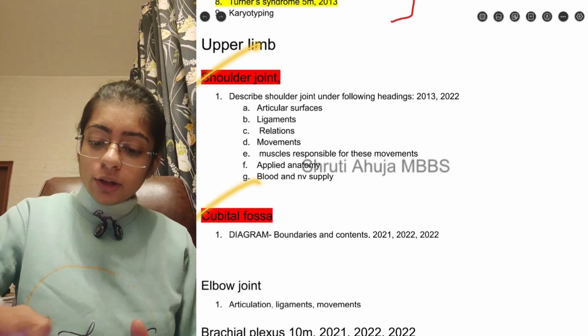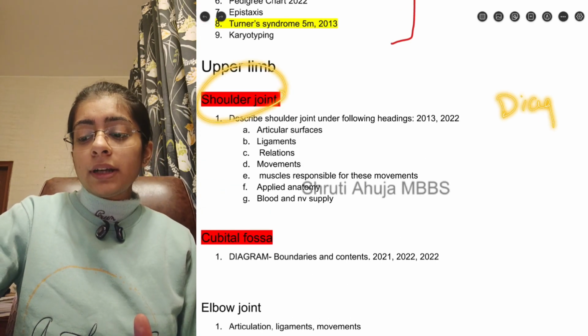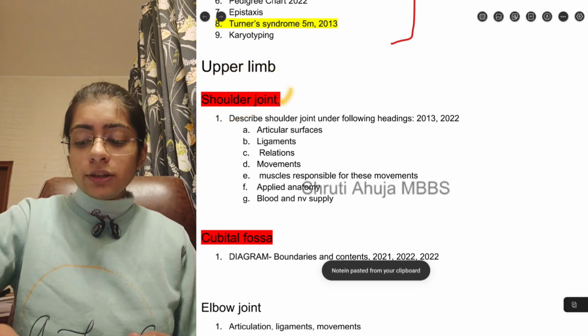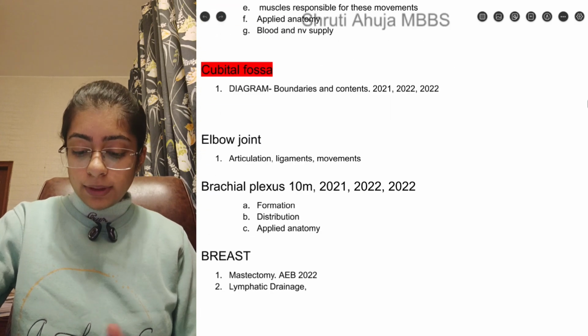So shoulder joint, cubital fossa. In shoulder joint also you should draw a diagram, because it is available in every book, and on shoulder joint separately you can get a diagrammatic question as well.